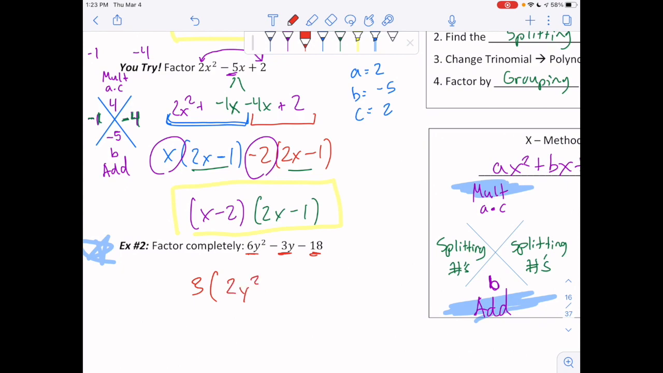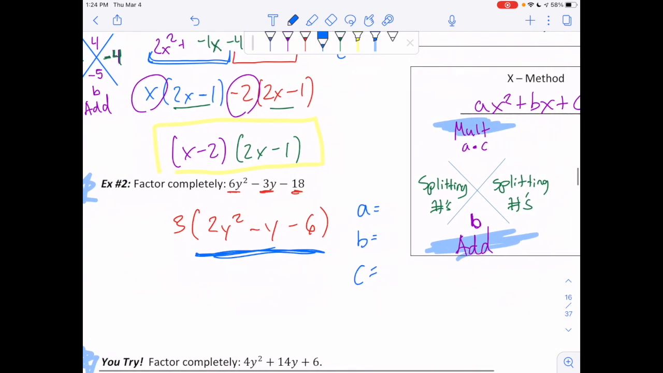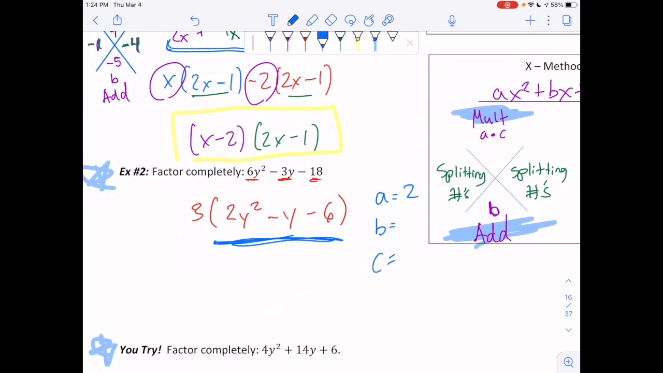So now you have 2y squared minus y minus 6. Okay, it's 6, negative 3, and negative 18. They all have a 3 in common. Right, you can even do a double check by just distributing again. You should get the same thing. So now you're focused on this now. So now your A, B, and C is going to be different. Again, you factored things out first, so you work with smaller numbers. Okay, it will help you out in the end. Your A is 2 now. Your B, okay, is negative 1, the invisible 1. And then that negative 6.